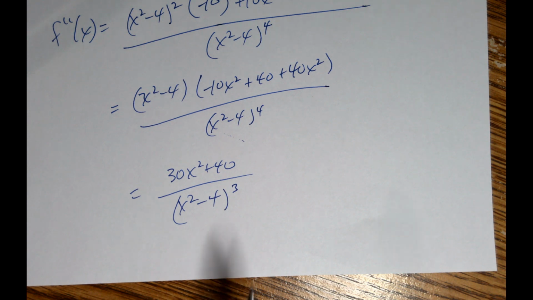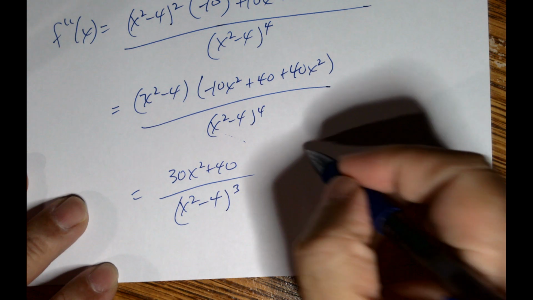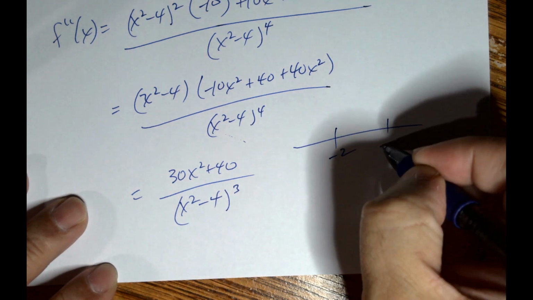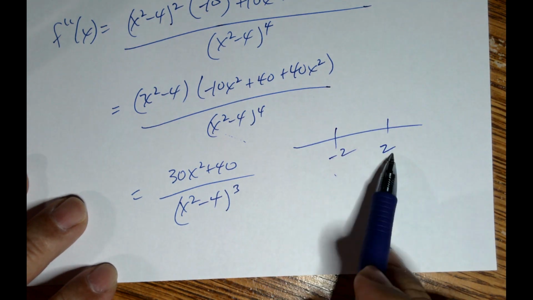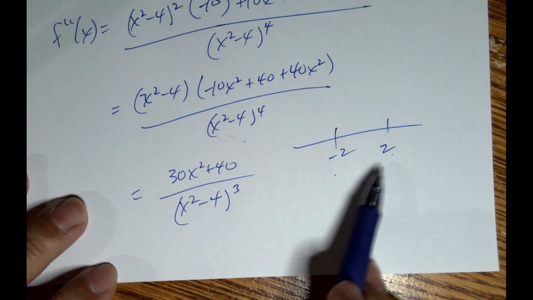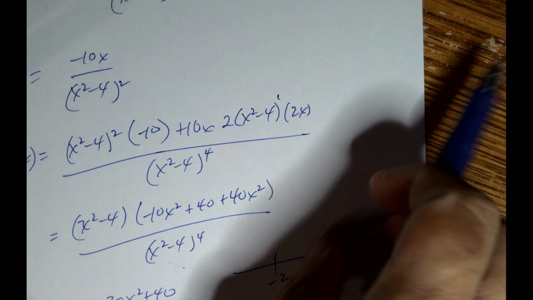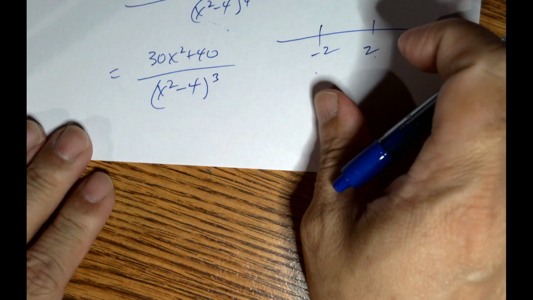All right, so then you might think, so this has no critical numbers. That's true. However, when you make a sign chart, you also want to find out where it's undefined. So this derivative is undefined when the denominator is equal to 0. So what I have is negative 2 and 2 on the number line, right? Negative 2 squared is 4, 4 minus 4 is 0, so it makes the denominator 0. Same thing happens when you plug in positive 2.